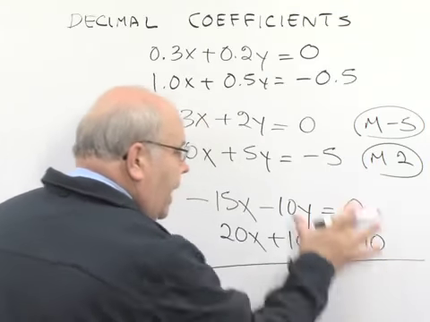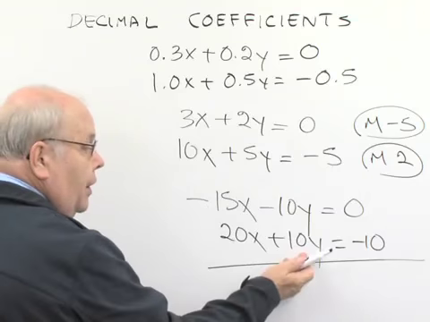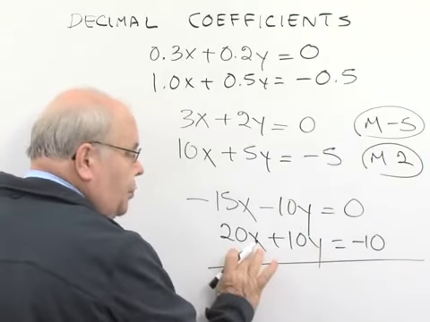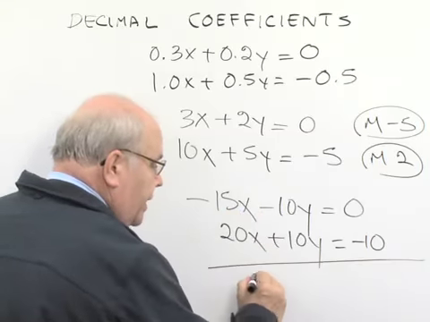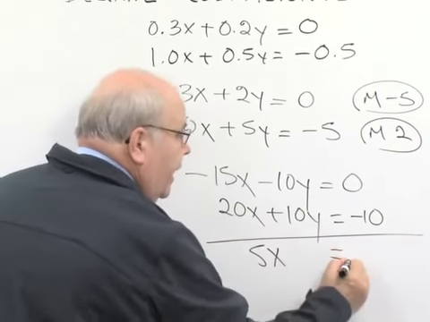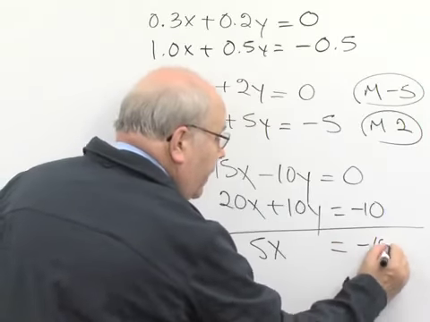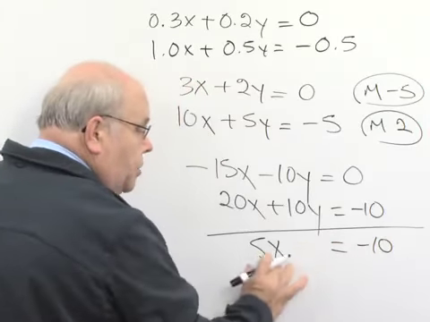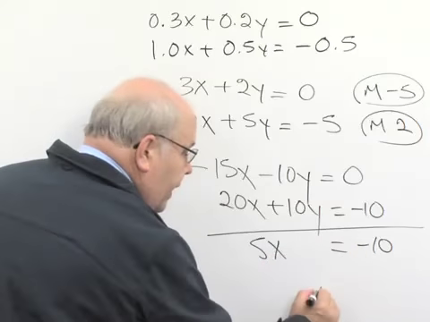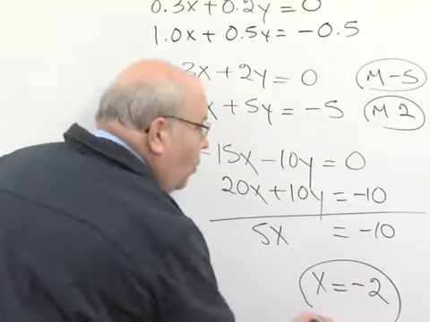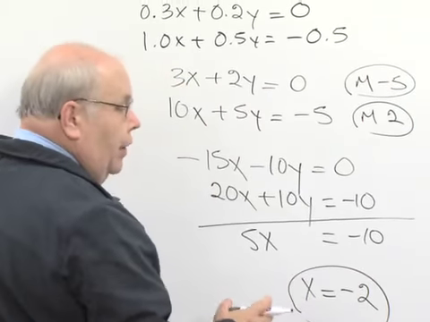What happens when we add these two equations together? Plus 10y and minus 10y is 0, so that part drops out. 20x added to minus 15x is 5x, and negative 10 added to 0 is negative 10. If we divide each side of the equation by 5, we'll get x equals negative 2. Now, we need to go back and find out what y is.